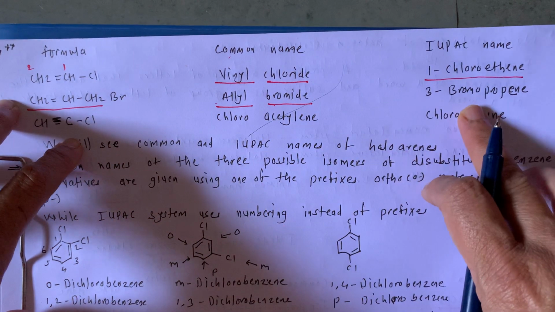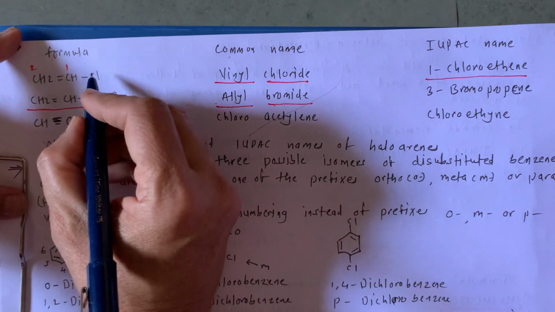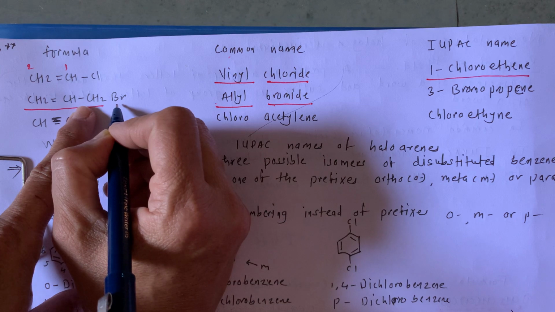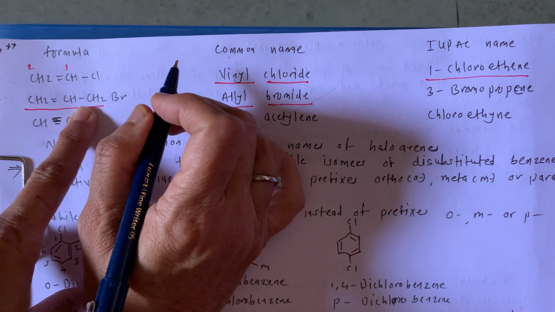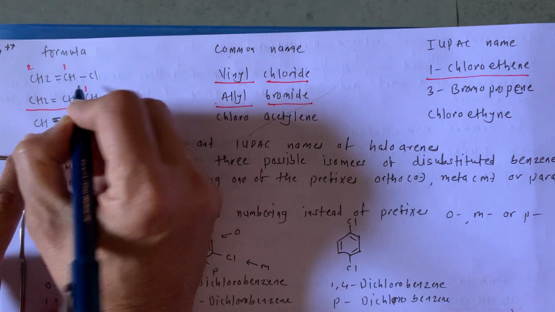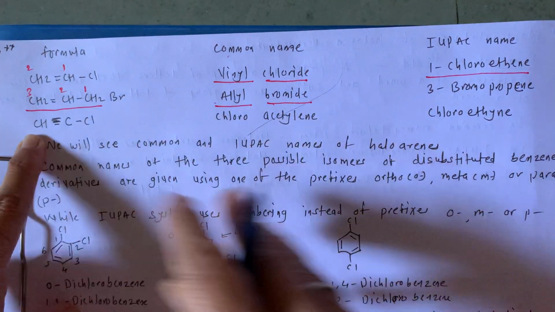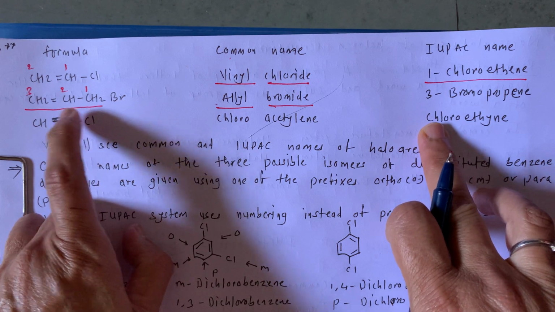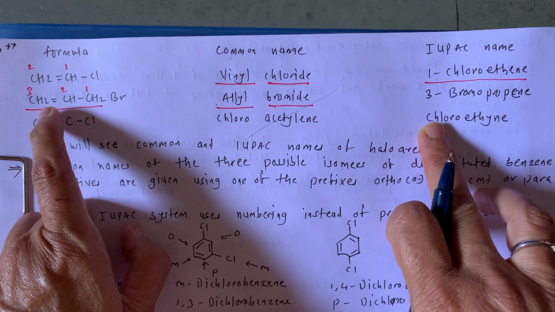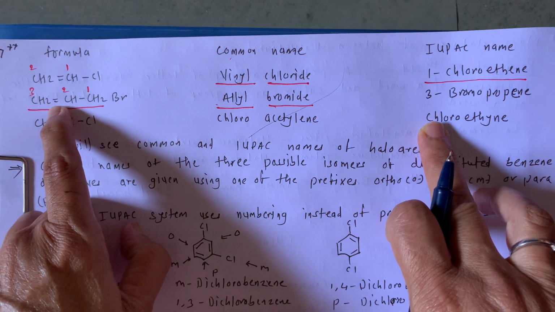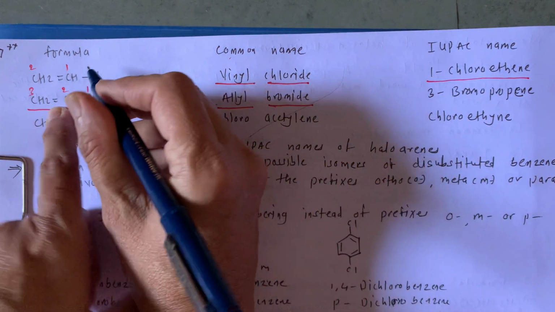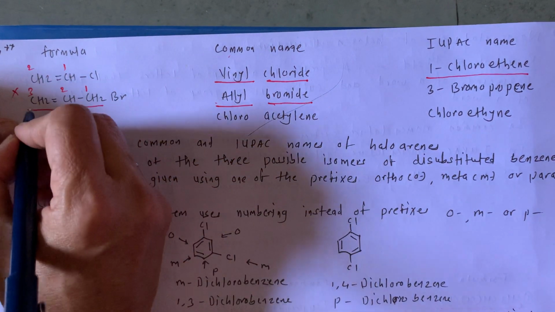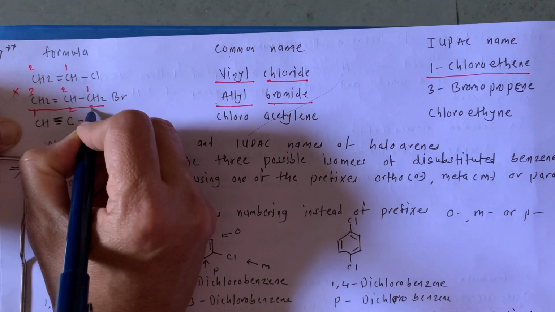Now what is the nomenclature? Always select the longest continuous chain, and the carbon to which the functional group is attached must have the smallest locant. So the smallest number is 1, 2, 3. This is our propene group, and we have to select the double bond too. So this numbering is wrong. We should give numbering from 1, 2, 3.